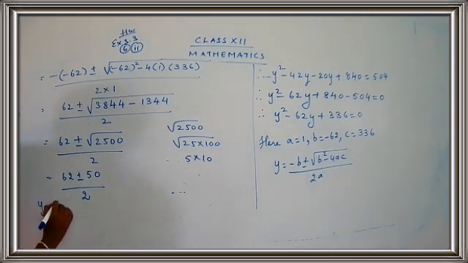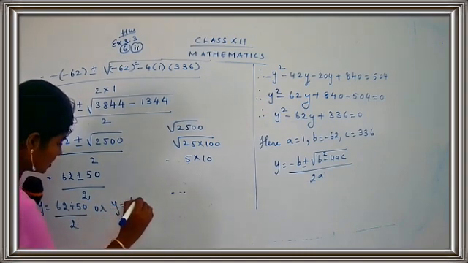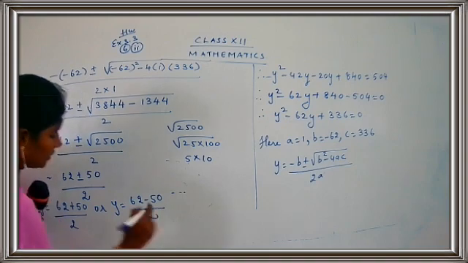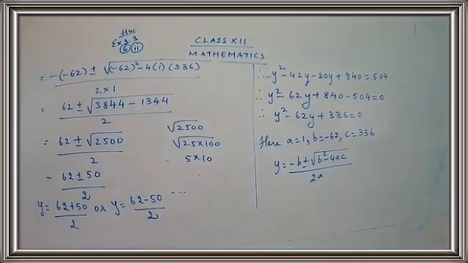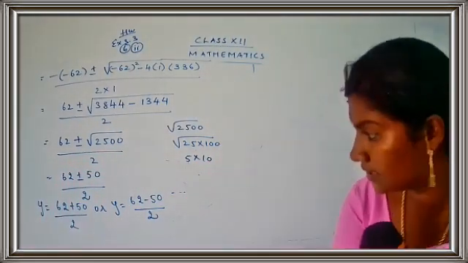Write on y is equal to 62 plus 50 upon 2 or y is equal to 62 minus 50 upon 2. Come on, find the answer for y, children. So we have used the quadratic formula method and we got the answer for y. Okay, let's continue the sum. So what do you get here?